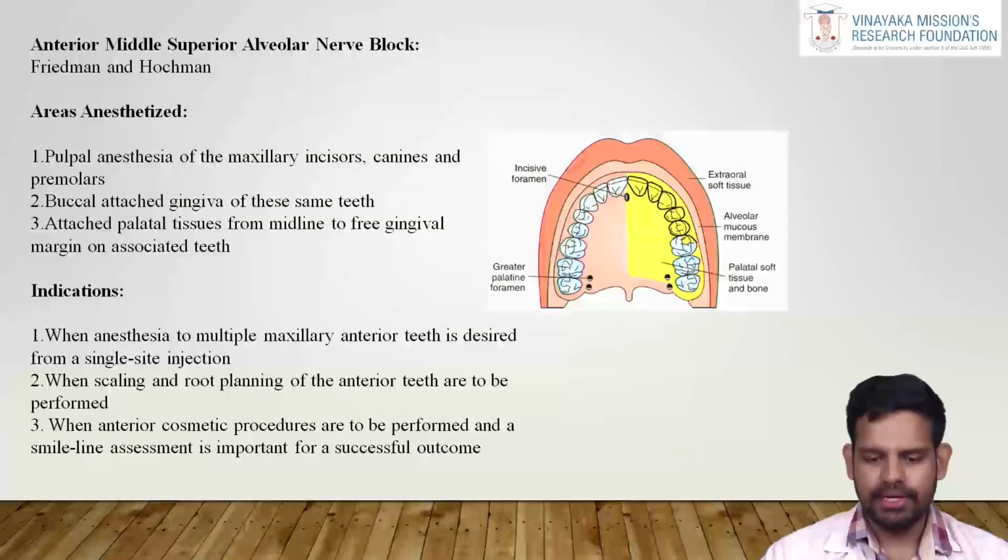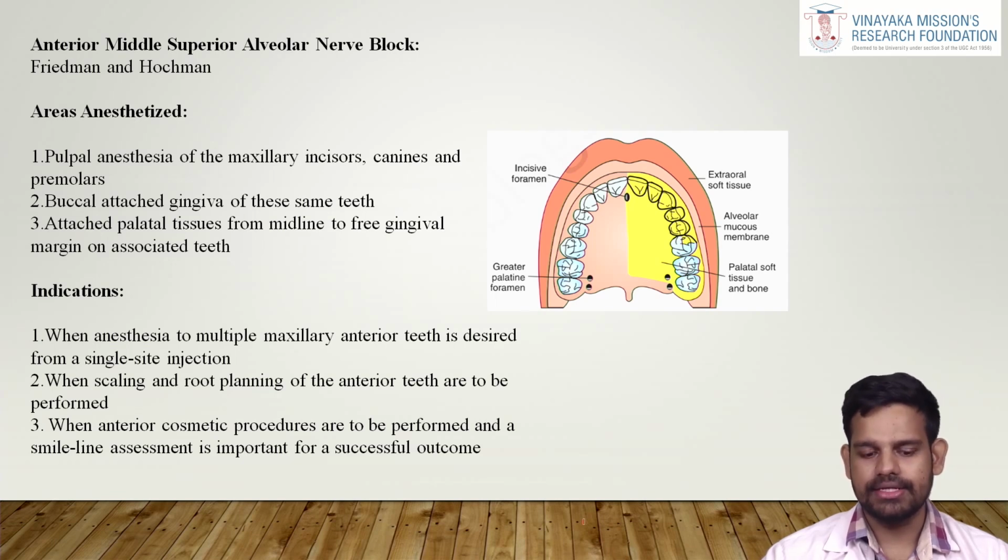The anterior middle superior alveolar nerve block was given by Friedman and Ockman. Here the areas anesthetized are pulpal anesthesia of the maxillary incisors, canine and premolars. The buccal attached gingiva and the attached palatal tissues from the midline to the free gingival margin on the associated teeth are also anesthetized in this nerve block.